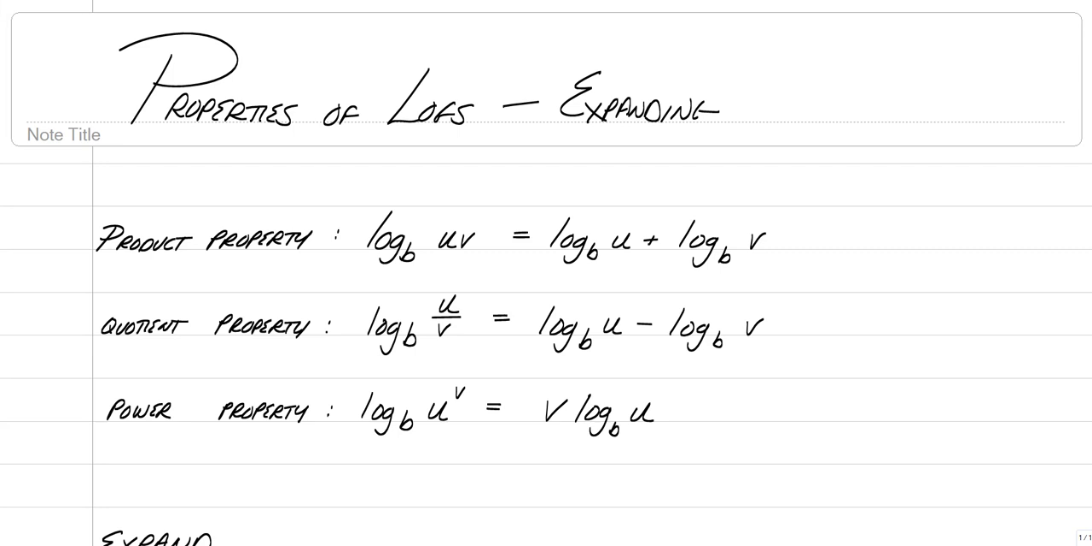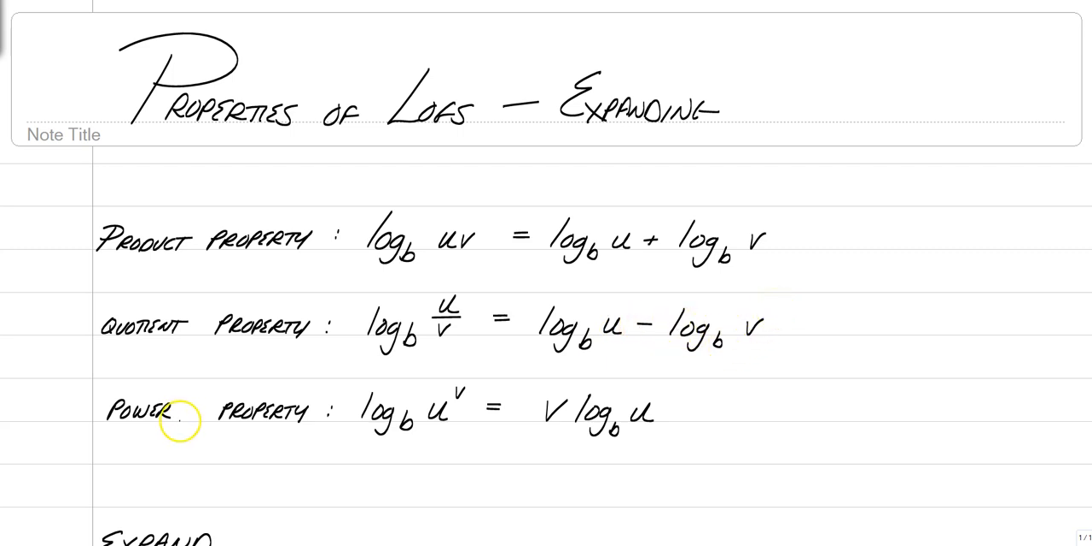Here to talk to you about the properties of logs, and this video is going to focus on expanding. So we have three different properties you need to know. You have the product property, which means if we're taking the log base b of u times v, we could split that to log base b of u plus log base b of v. The quotient property is very similar, except if it's u divided by v this time, it would be log base b of u minus log base b of v.